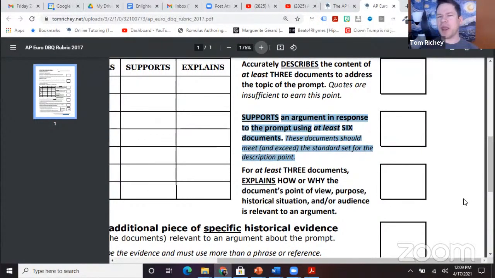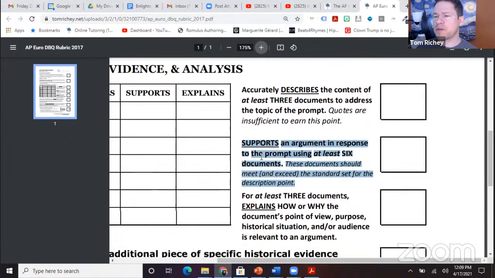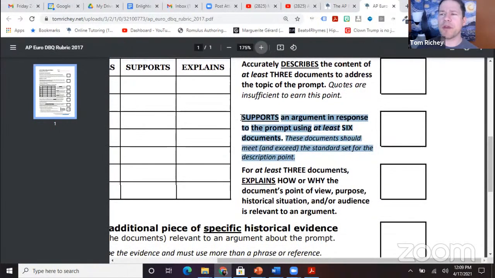And so when it comes down to it, a lot of you are in 10th grade taking your first AP Euro or your first AP history exam. So with this, I think it's very important to decide whether you're going for this point or not.